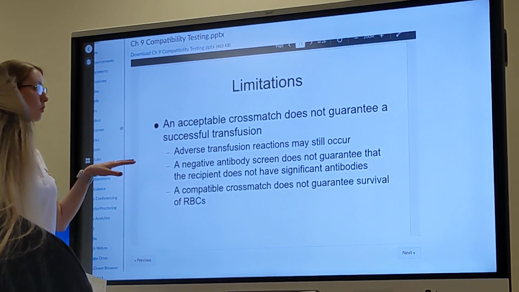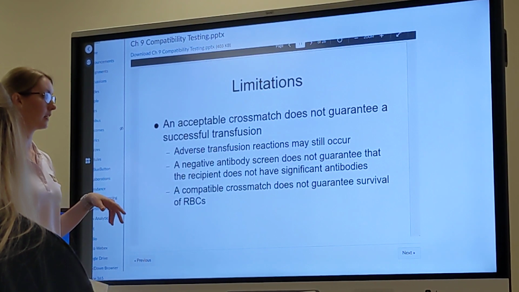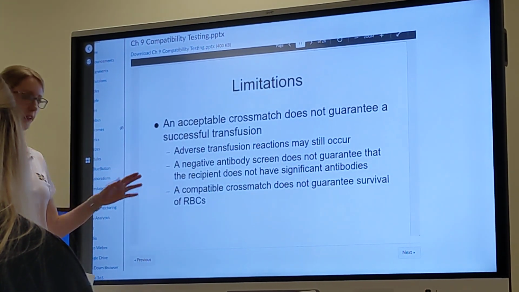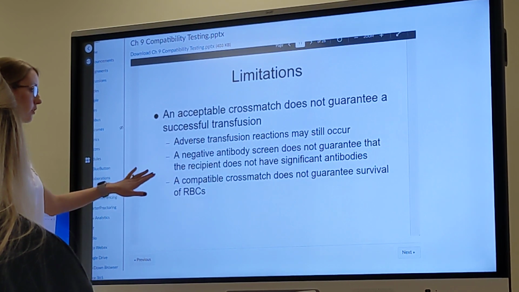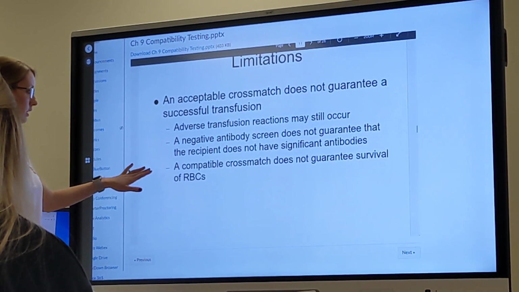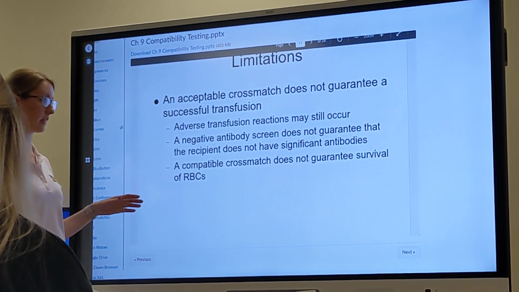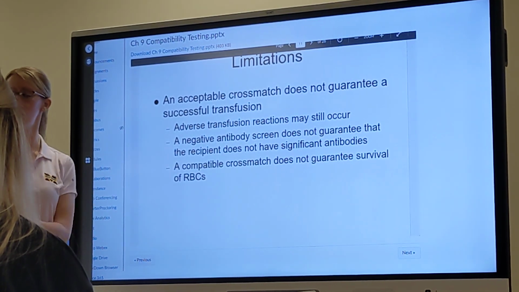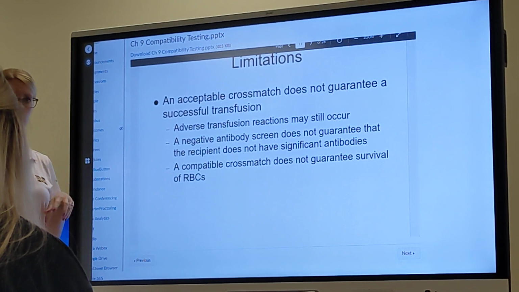So, an acceptable cross match doesn't mean it's going to be a successful transfusion, because that is just lightning. Adverse transfusion reactions may still occur. A negative antibody screen doesn't mean that they don't have an antibody, because sometimes they go away. Like the Kidd antibodies are the worst about it.